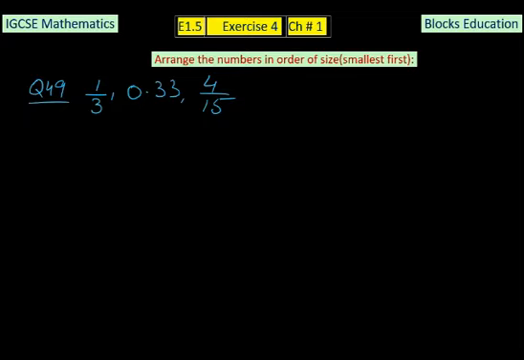In questions number 49 to 52, we are asked to arrange the numbers in order of size, smallest first. It means that you have to write these numbers in ascending order. Smallest first, and in the last it will be the biggest or the highest number at the end.